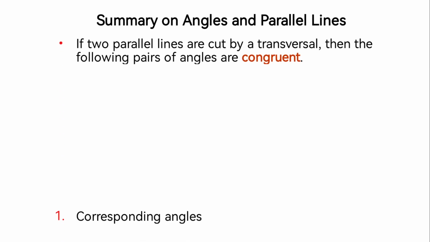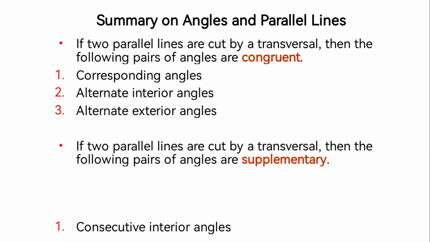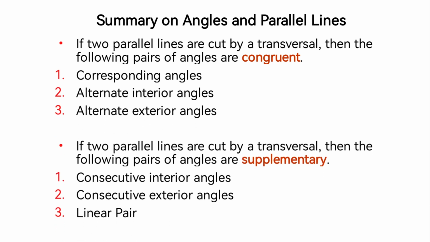Summary on angles and parallel lines. If two parallel lines are cut by a transversal, then the following pairs of angles are congruent. First, corresponding angles are congruent. Alternate interior angles are congruent. Alternate exterior angles are congruent.